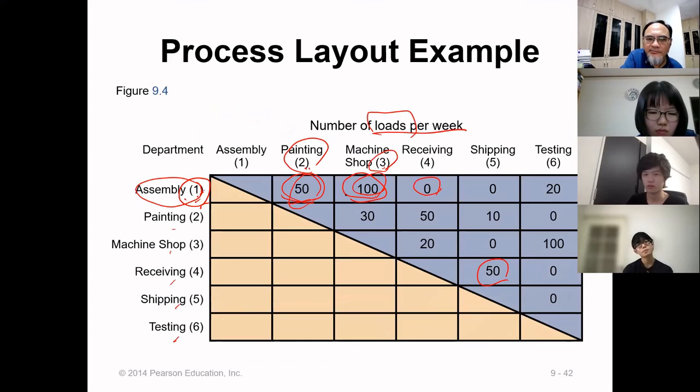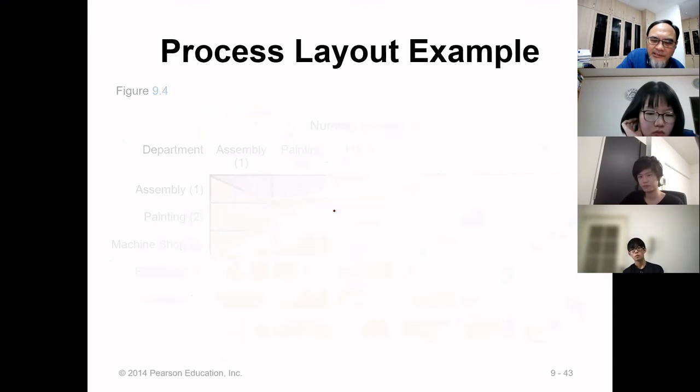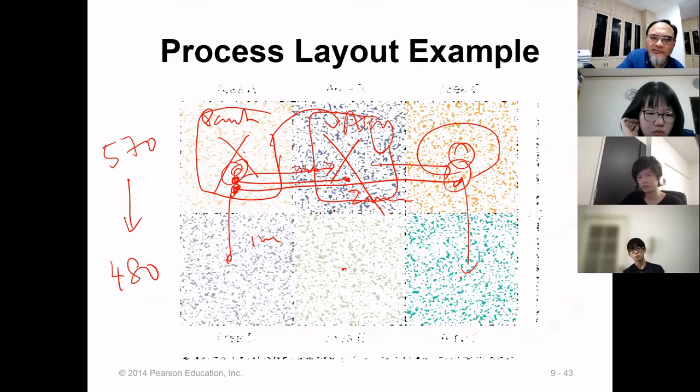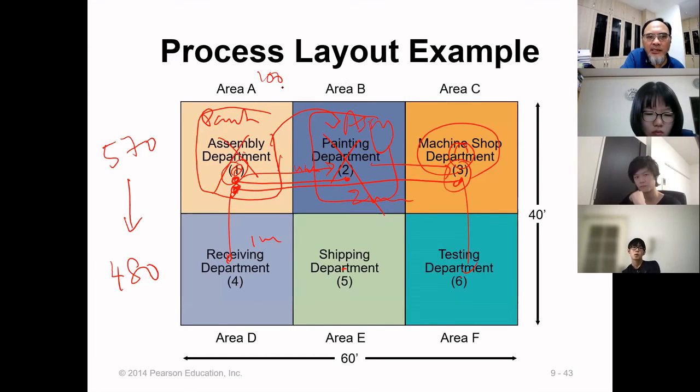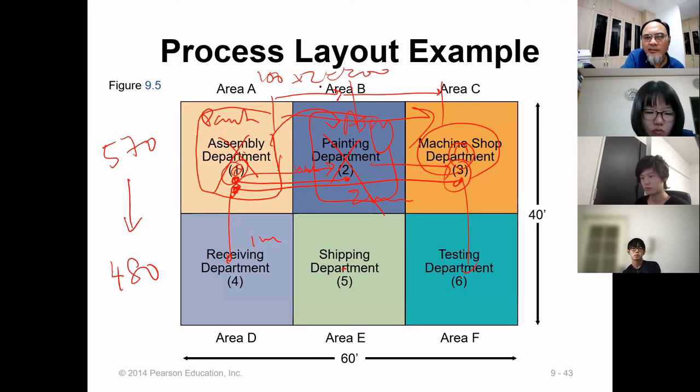1 and 3 is 100. Okay? 1 and 3 is 100. So when you put it beside painting, it is 2 times 100. Okay, because this is 100, but you need to move 2 units of distance. So you multiply by 2, you get 200.